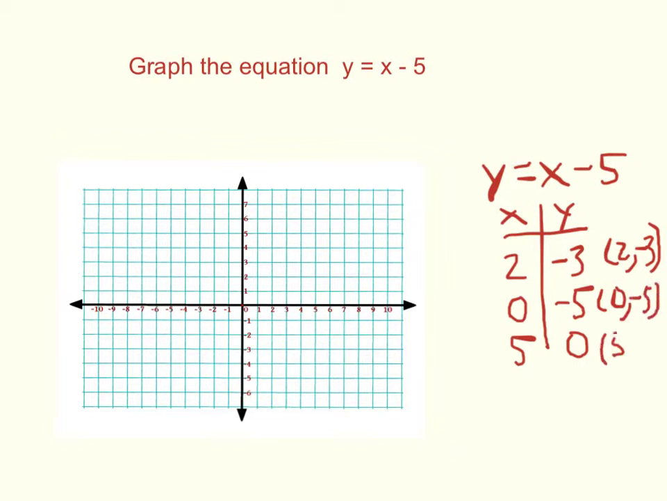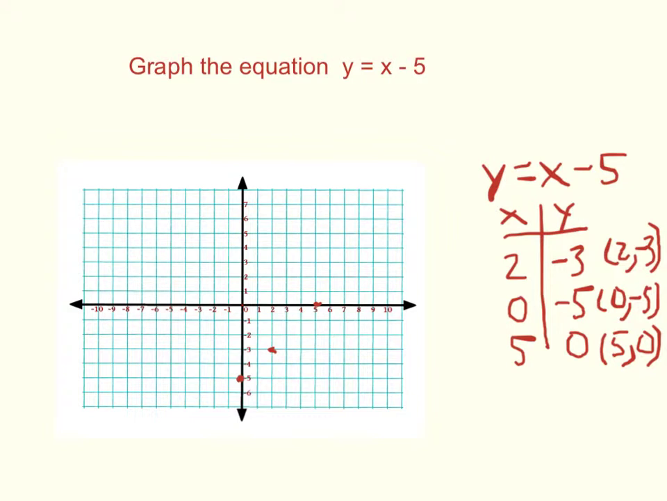The next step after listing my ordered pairs is to go ahead and plot them onto my graph. So if I go for (2, negative 3), which is my first point, we got it right about there. Got another point at (0, negative 5). And then we have another point at (5, 0). And remember, our coordinates go x and y. Then I'm going to draw a line through those 3 points. And that's how I'll graph the equation y equals x minus 5.